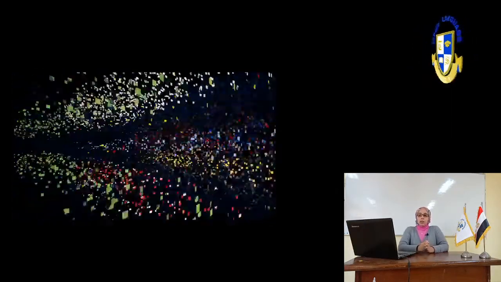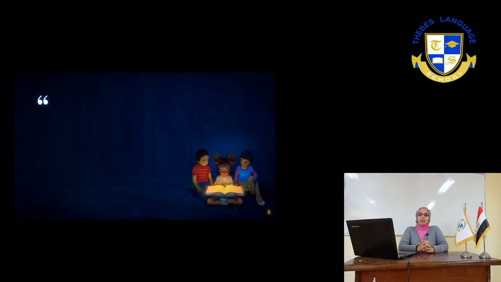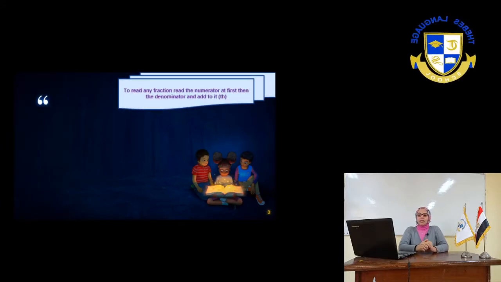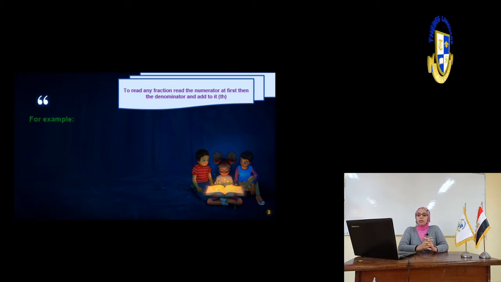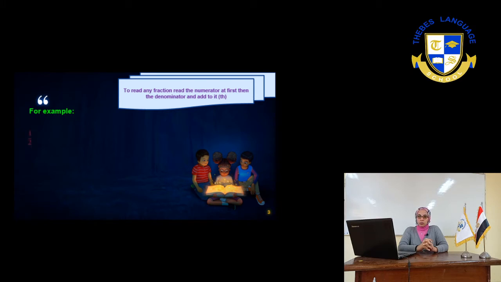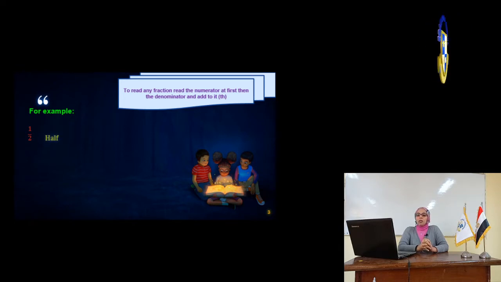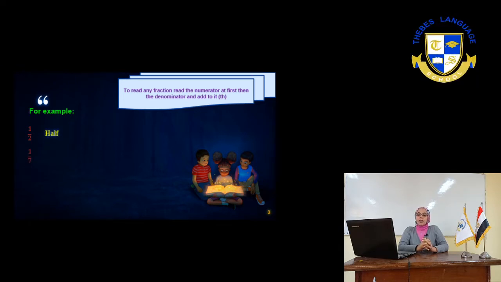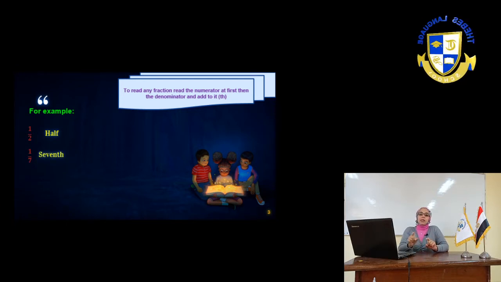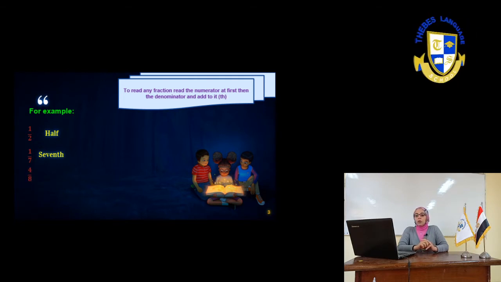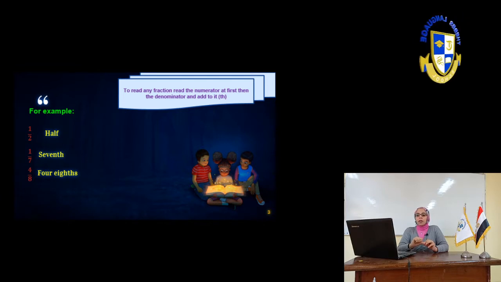To read any fraction, we must read its numerator, and then its denominator, and add th to the denominator. If we have 1 over 2, it's half. Half, we read it half. 1 over 7, seventh. We read the denominator and add th because the numerator is 1. Okay? After that, 4 over 8. We read it 4 eighths. 4 in the numerator and 8 in the denominator, so we read it 4 eighths.